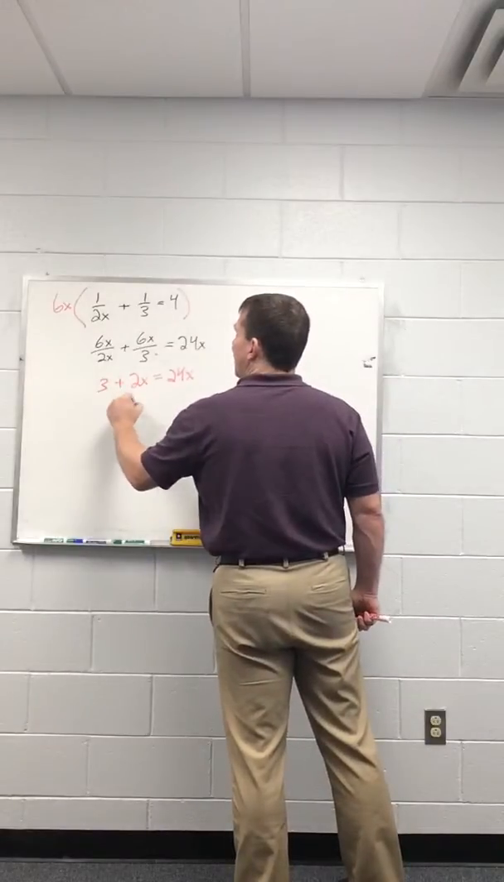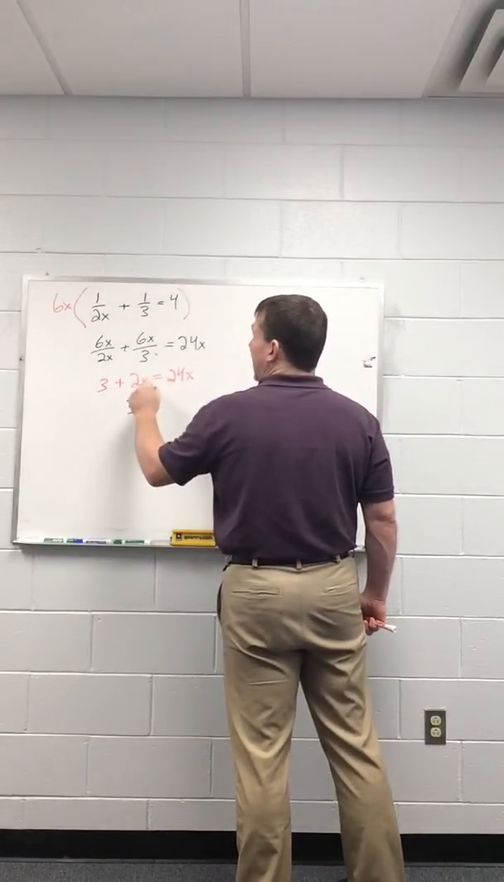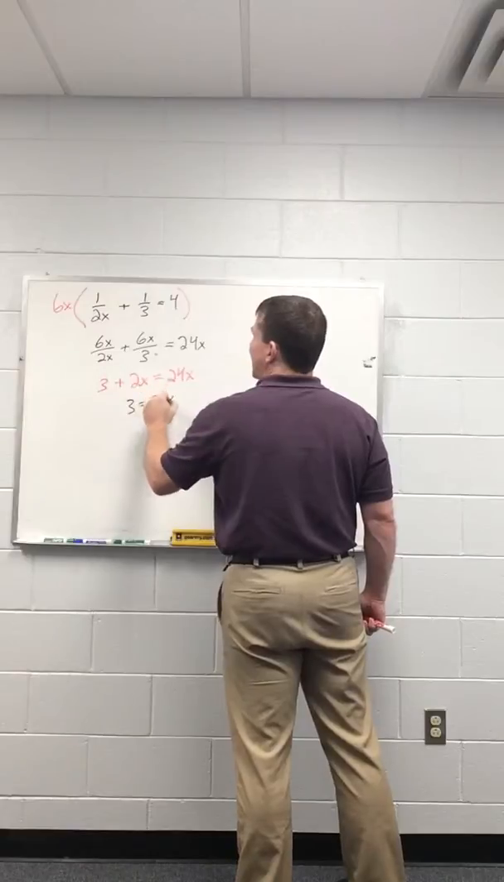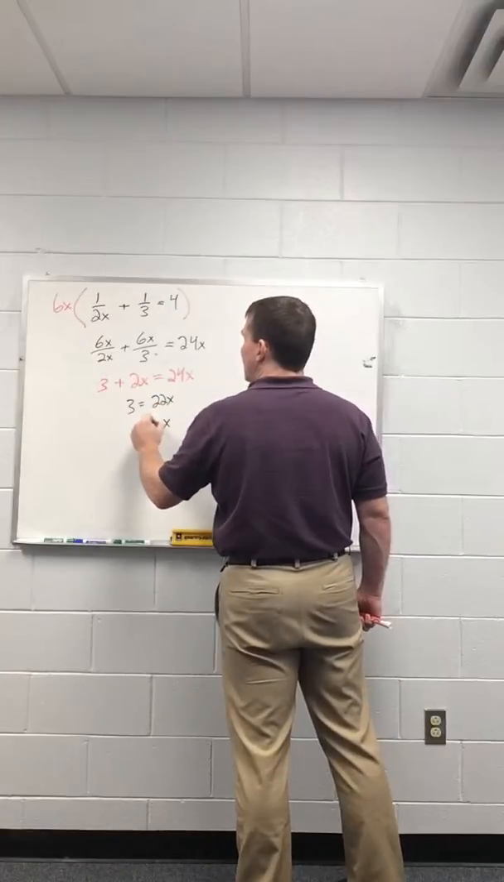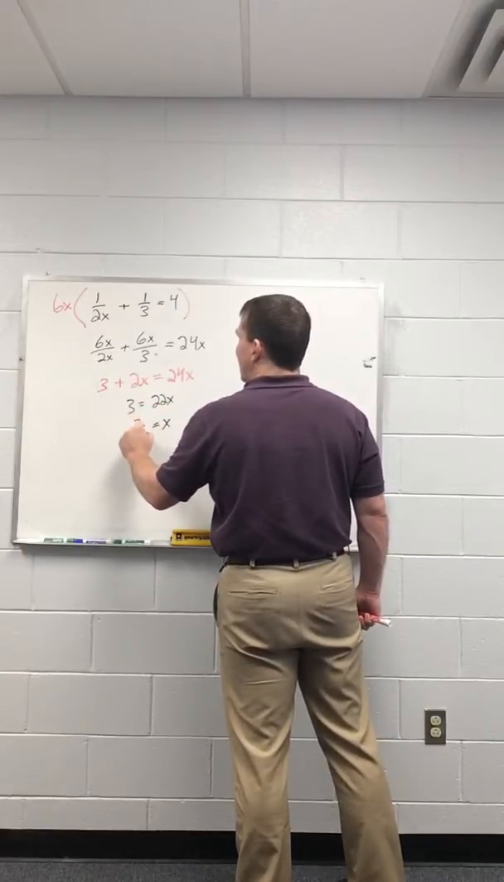Subtract the 2x over. 3 equals 24x minus 2x, which is 22x. And then divide by 22. x equals 3 over 22.